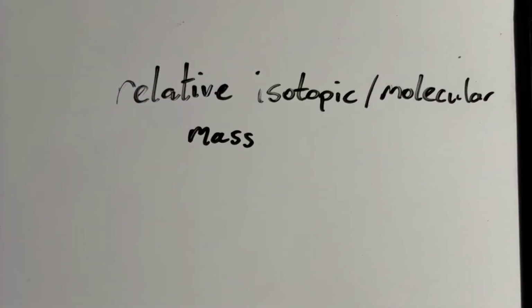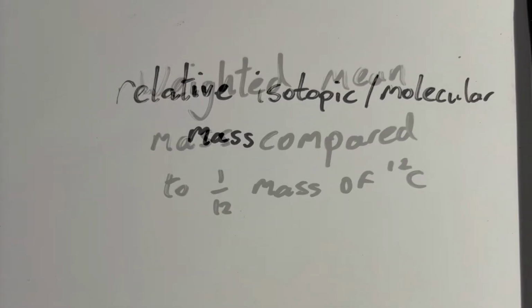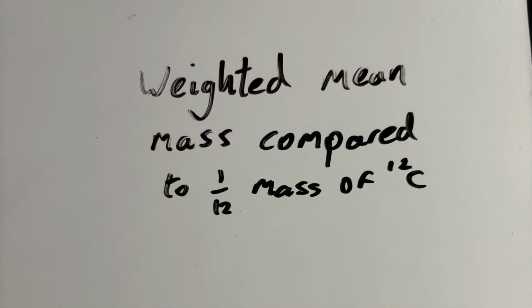So the spec specifically asks you for the definition of 2 terms, relative isotopic mass and relative molecular mass. And they're the same definition, essentially. They are the weighted mean mass compared to 1/12 of the mass of a carbon 12 atom. And the only words missing here is it would be weighted mean mass of either isotope or atom or molecule or whatever you're trying to calculate the molar mass of.